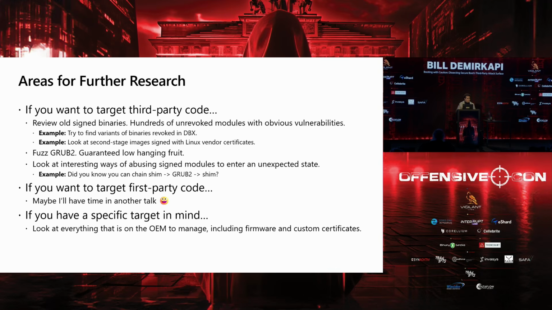If you want to find new vulnerabilities in new code, check out Grub2. I guarantee you we're going to keep seeing vulnerabilities. There's so much parsing code in it. There's so much code that an attacker could potentially abuse. I guarantee you we're going to continue to see vulnerabilities in Grub. I also think that an interesting area for research is chaining together signed modules to enter an unexpected state. For example, one interesting thing I found was if you chain load shims together, you can actually combine the vendor certificates within them and load code with either vendor.